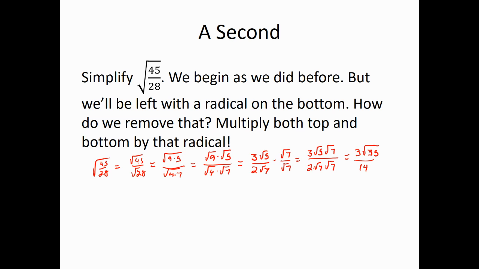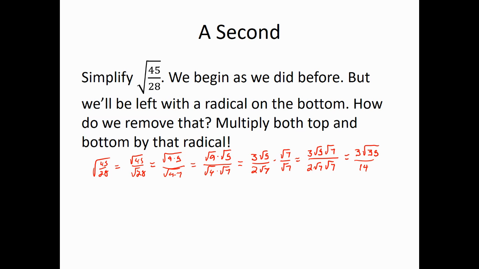And notice that that root 35 contains no perfect square factors. The only non-trivial factorization is 5 times 7, and neither 5 nor 7 is a perfect square, so root 35 cannot be simplified. And then we finally end up with 3 root 35 over 14, which is fully simplified form in this case. That's how I would expect to see this.